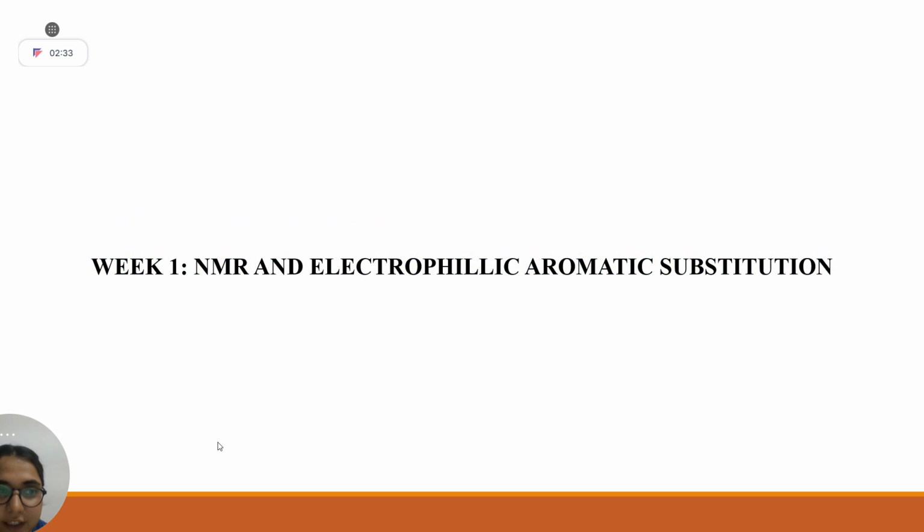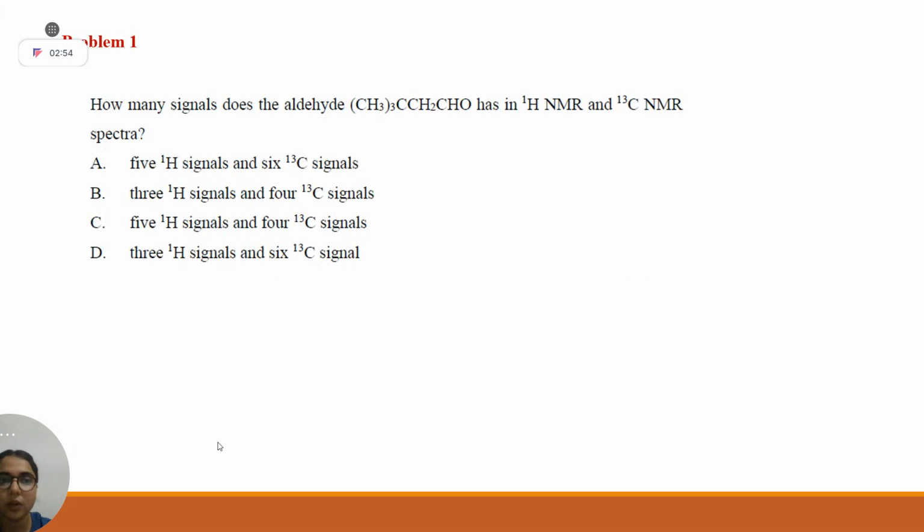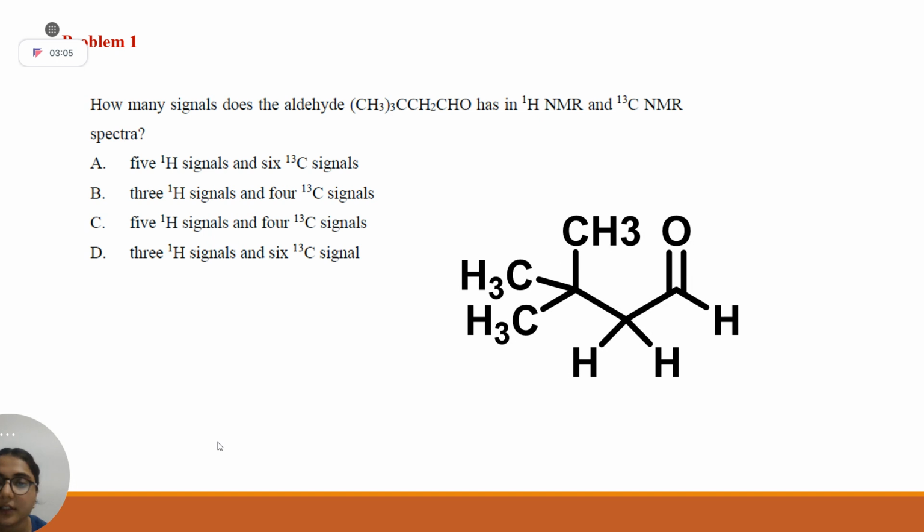So, students, in week 1, we are going to cover basics of NMR and electrophilic aromatic substitution. In this session, we are going to cover problems which came in various competitive exams like GATE, CSIR, and your JEE exam also. So, first we will cover questions based on NMR. Problem number 1 is how many signals does this aldehyde have in 1H and 13C NMR?